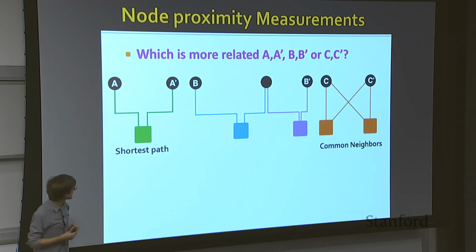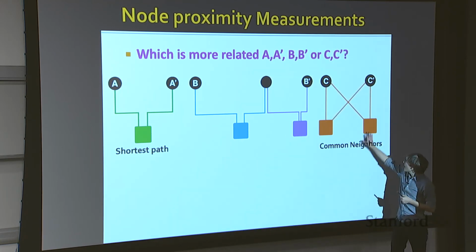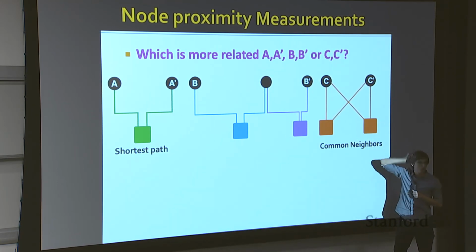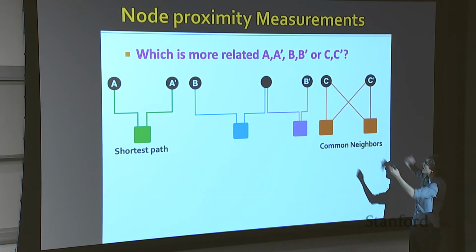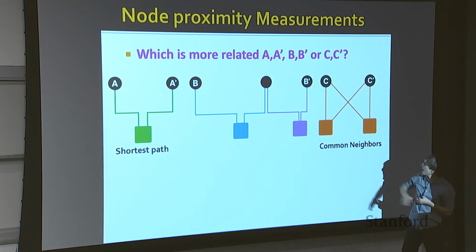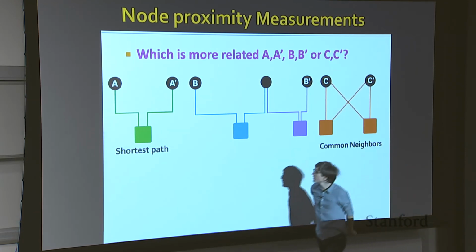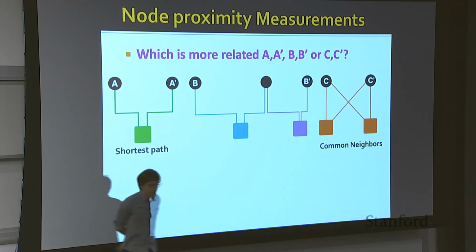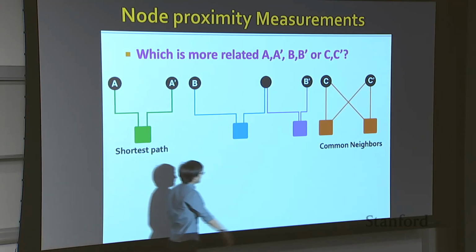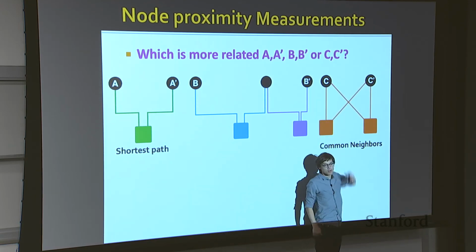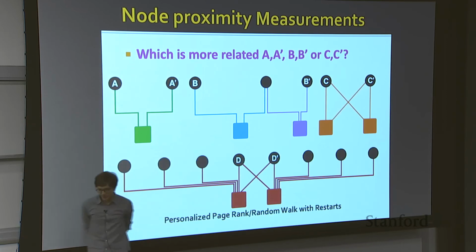Here's a counterexample. How about now items C and C prime? They have two users who, let's say, bought both items. So who's now more related, A and A prime or C and C prime? Because they have more in common, it should be C and C prime that are more related than A and A prime. So you could say the number of common neighbors, the number of common users, tells me how related two items are. And here's an example where this doesn't work.